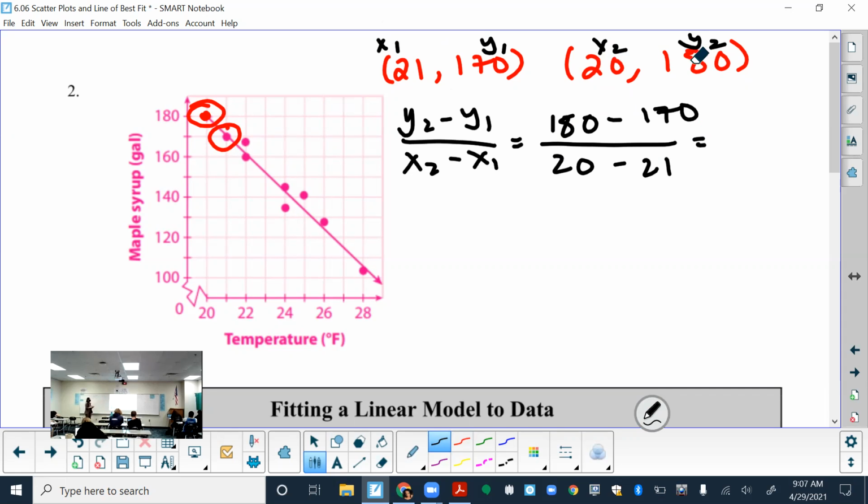Again, you could have used different points. You could have labeled this one x2, y2, and this one x1, y1. But your slope should be near what? Your slope should have been near 10. Even if it's a decimal, it should be a decimal that's near 10. Because 180 minus 170 is 10. 20 minus 21 is -1, so it should actually be a negative. Questions on how we figured that out? All right, so my M is -10.